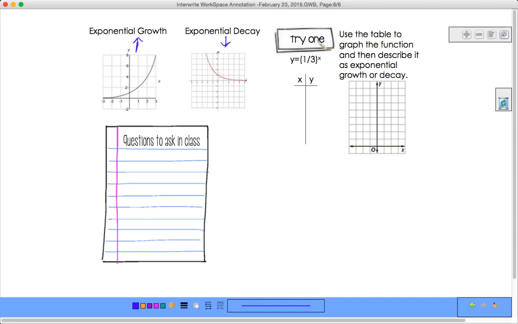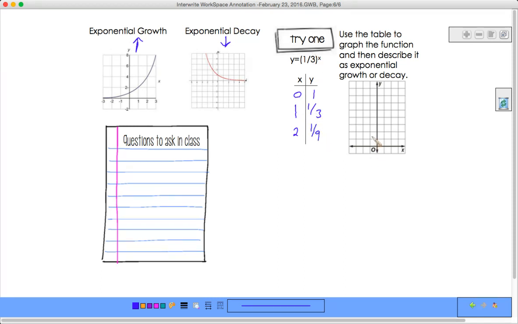All right, and then we want to try one. It says use the table to graph the function and describe if it's exponential growth or decay. Okay, so we're going to start out, and we're going to plug a number in for x. Well, I know anything to the 0 power is 1. Anything to the first power is that number. Then maybe I'll do 2. Well, 1/3 times 1/3 is 1/9.